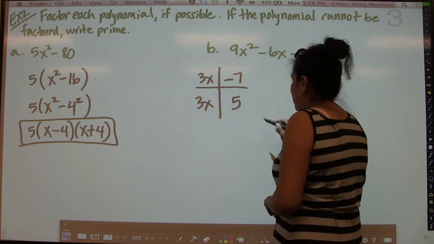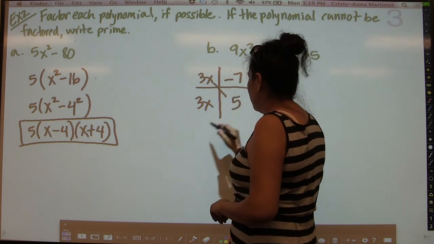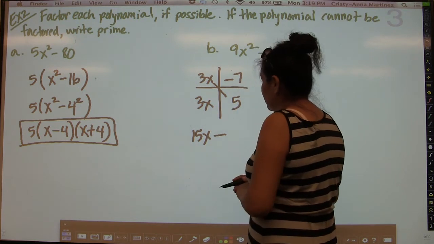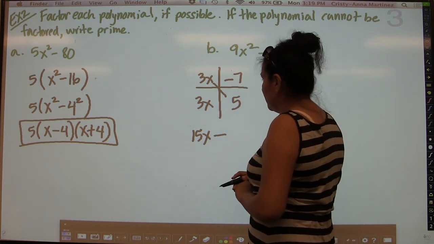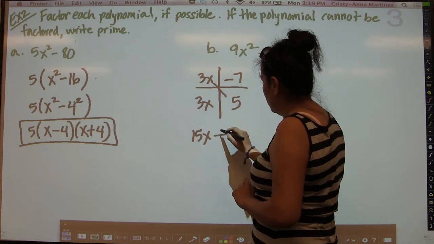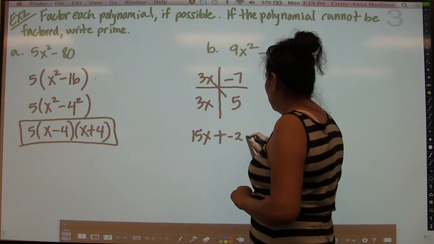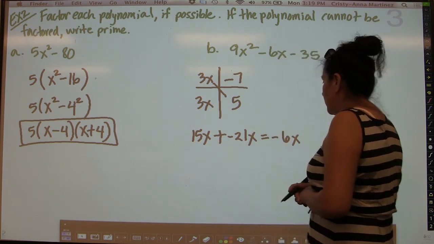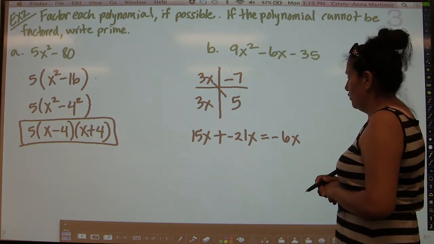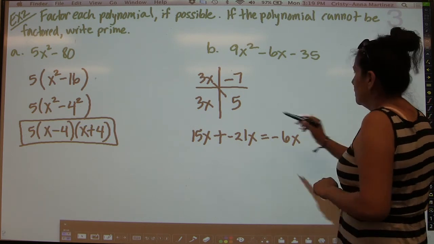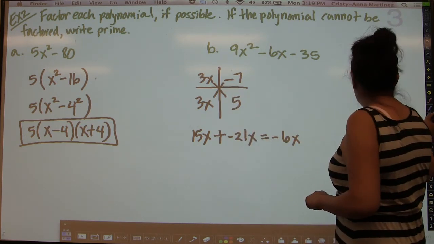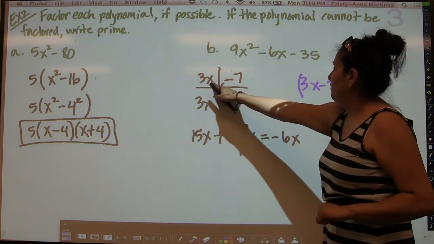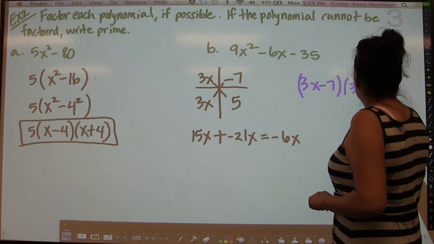And what's going to happen on my diagonals, I'm going to get 3 times 5 is 15x, minus 3 times negative 7. And 3 times negative 7 is negative 21. So we're going to add negative 21x. And that equals negative 6x. So I got lucky there, and I made sure that I put the right numbers in there. So our final answer will be 3x minus 7, the top factor above here, and then 3x plus 5.